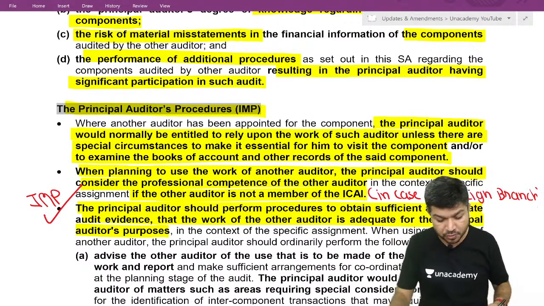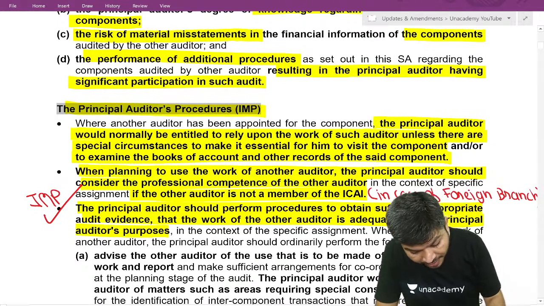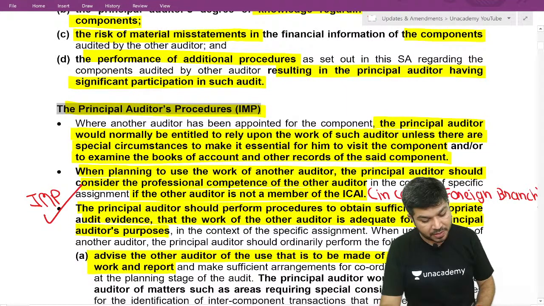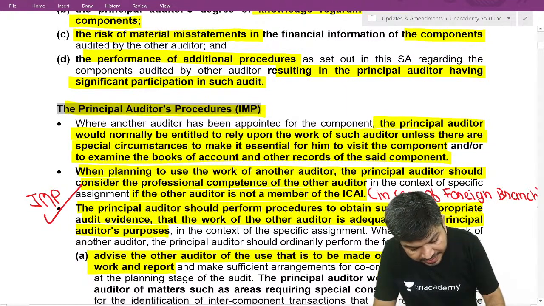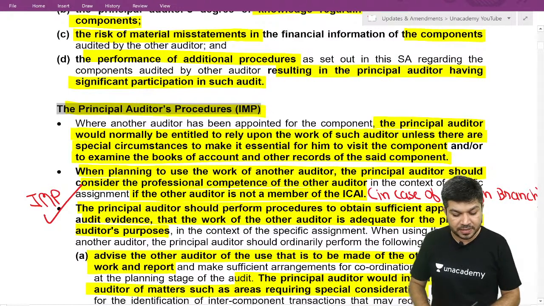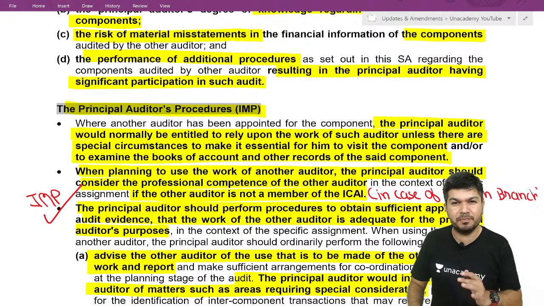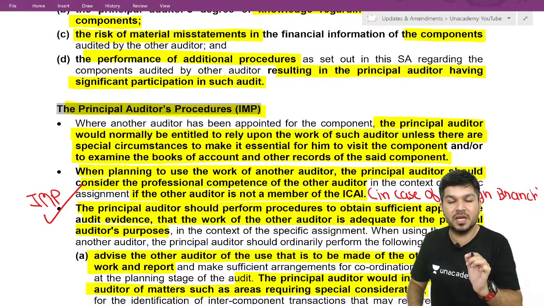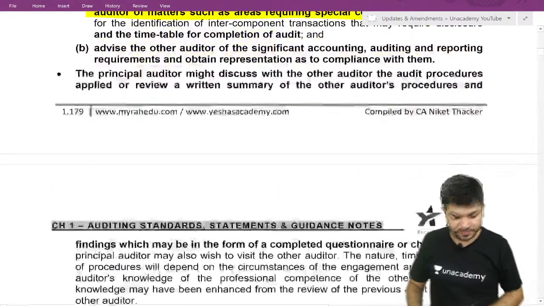So what procedure can I do? One, I can advise the other auditor. I can tell him the use of his work and report which I want to do. And I can tell him the areas where he has to take special care. I can inform him of audit matters, such as areas which require special consideration. The important things I can tell him: sir, focus on this, focus on this. In simple words, you can guide the branch auditor.